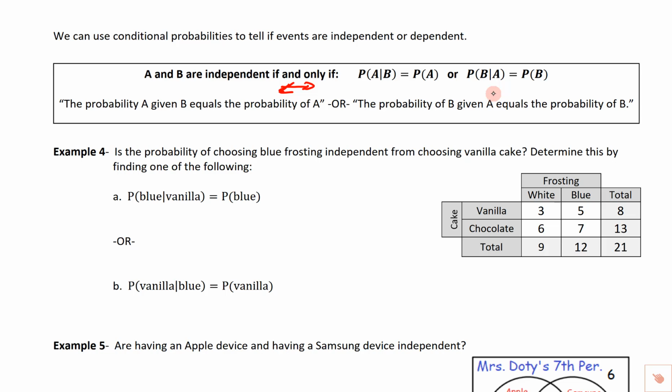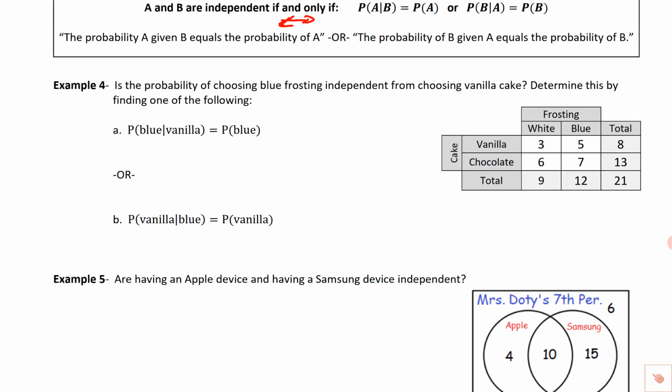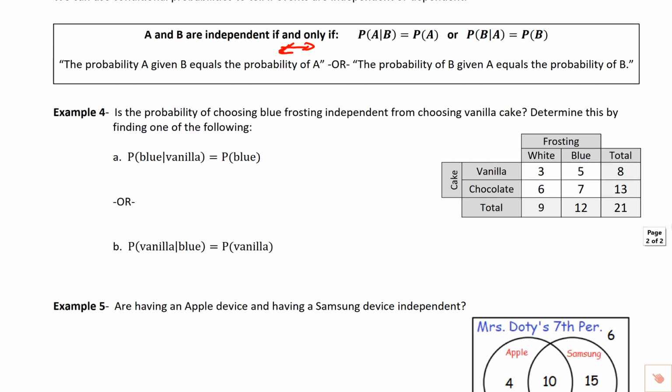So basically, if the condition of B happening already doesn't influence the probability of A happening, yeah, then they're independent, okay? So we're going to come down here and we're going to check and see. So I'm going to leave the formula at the top here.